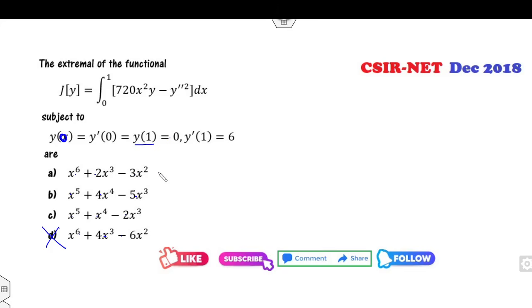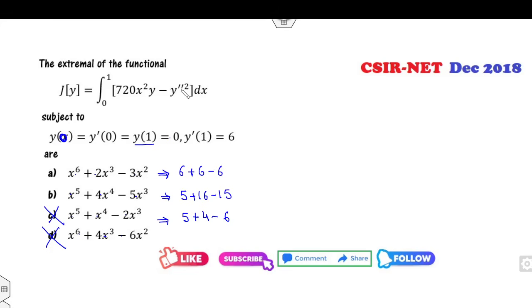So out of these three options, definitely y dash 0 is 0. Y dash of 1 is 6 or not? So it's 6 plus 6 minus 6. It is 6, fine. It is 5 plus 16 minus 15. Again satisfied. This is 5 plus 4 minus 6. Is it 6? 10 minus 6, 4. This is not satisfied. Now, out of these two options, which one is the correct?